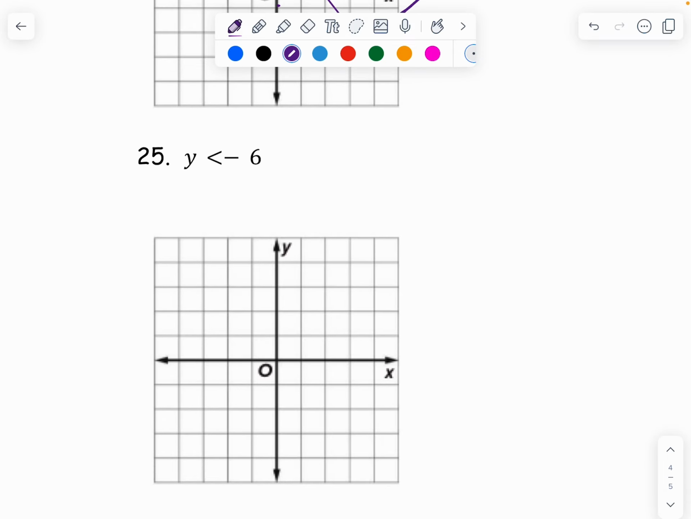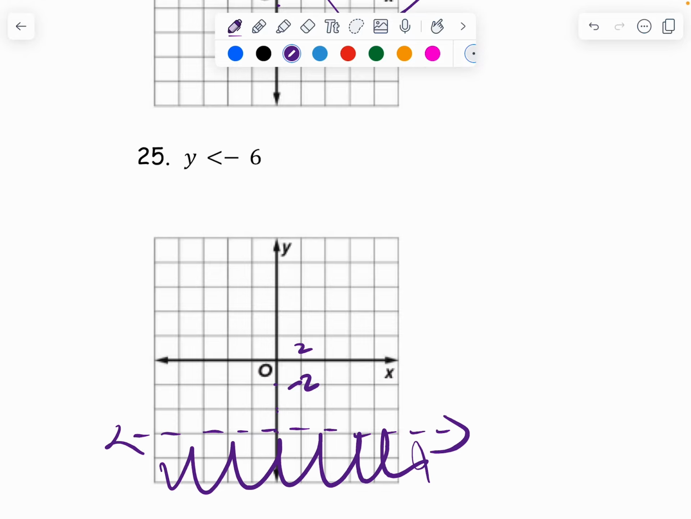So y is equal to -6. 1, 2, 3. I think I'm going to have to go by 2's. So 2, 4, 6. That is a dotted line and all the numbers less than. So down there.